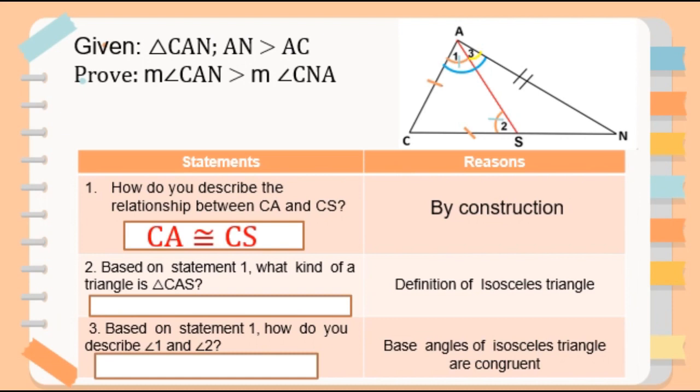For our second statement, based on statement number 1, what kind of a triangle is triangle CAS? Since CA and CS are congruent, this triangle is an isosceles triangle, and the reason is definition of isosceles triangle. Statement number 3, based on statement number 1, how do you describe angle 1 and angle 2? Angle 1 is congruent to angle 2. The reason is base angles of isosceles triangle are congruent.